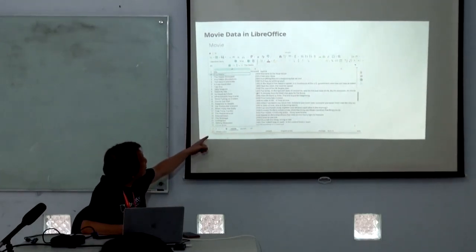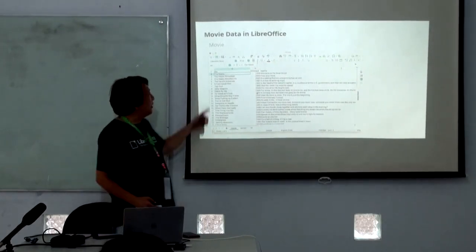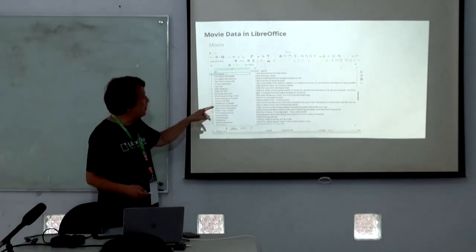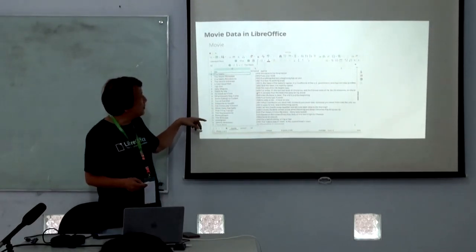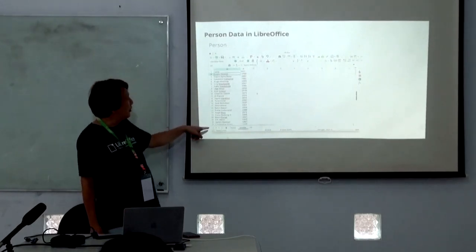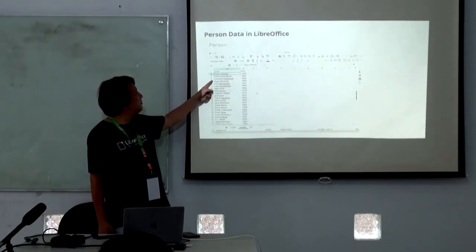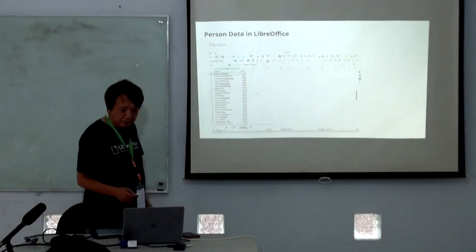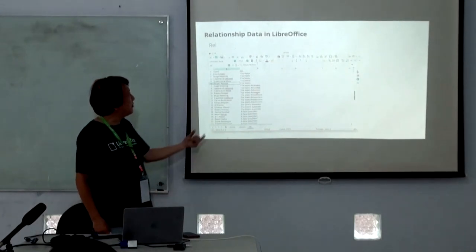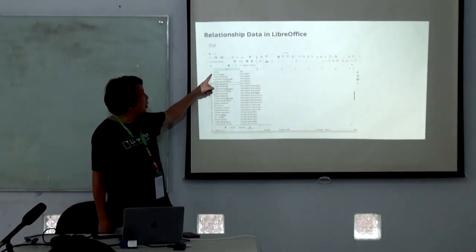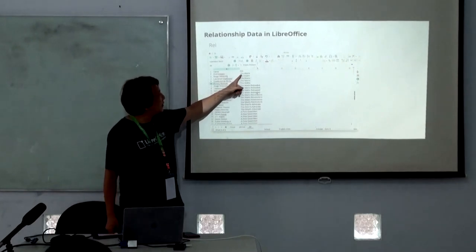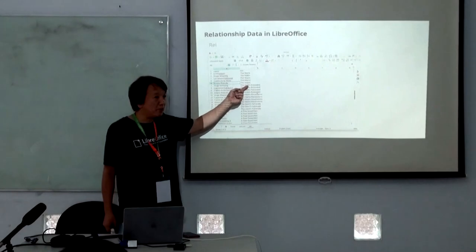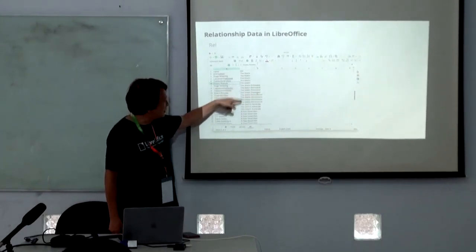This is the movie title and the tagline. Just three columns. This is actor or actress, with name and born year, and this is the relationship, name and title. So something like a matrix like this.